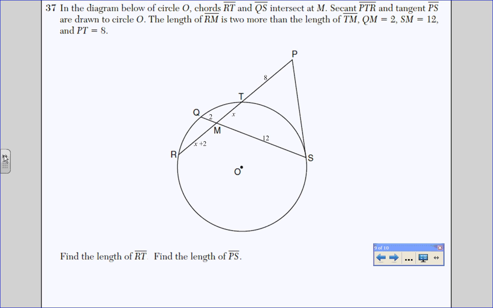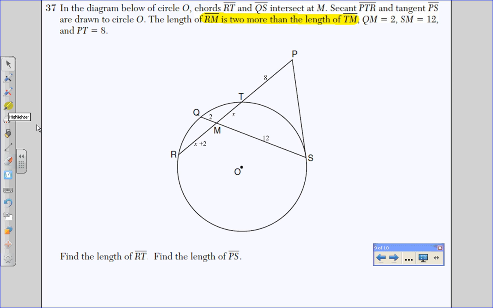Okay, now, we are not told the length of RM or TM, but what we are told is that RM is 2 more than the length of TM. So since I don't know the length of TM, I'm going to label that X. And since RM is 2 more, that means RM has to be X plus 2, because it's 2 more than X. That's X plus 2. Okay?